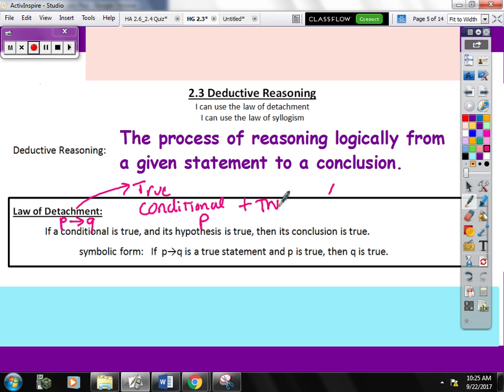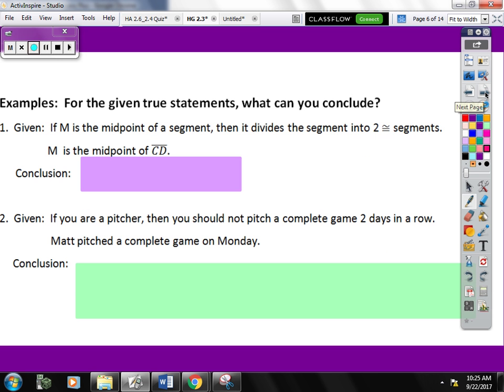And a true hypothesis. Then you can come to a true conclusion. Now the law of detachment is used to make a conclusion about a specific thing, not just restating the conditional statement. And you'll see what I'm talking about in example 1 below. Okay, but it has to be a true conditional, a true if-then statement, a true hypothesis, and you can conclude the conclusion part. So for example 1, for the given statements, what can you conclude using the law of detachment?